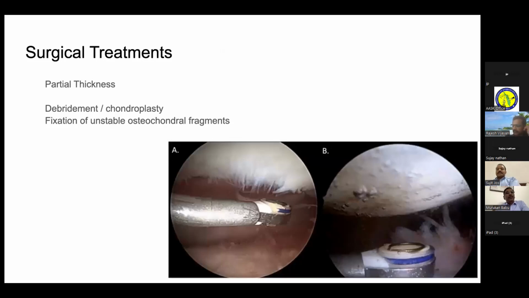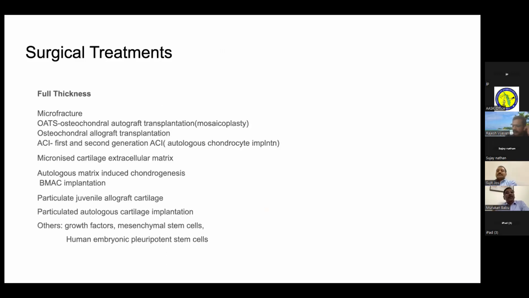The surgical treatments for partial thickness are debridement and chondroplasty and fixation of unstable osteochondral fragments. And in full thickness, you have microfracture and OATS. Those are the two things that we'll be discussing in the remaining part of the talk. Other options are allograft transplantation, ACI, autologous matrix-induced BMAC implantation, and other things.